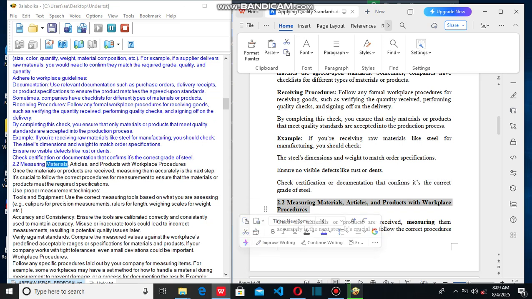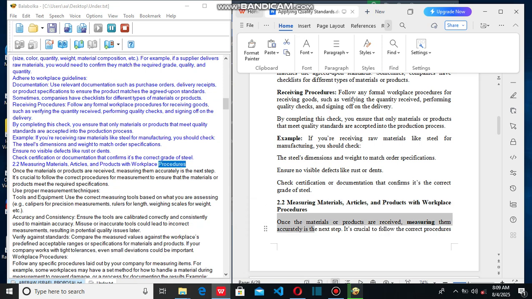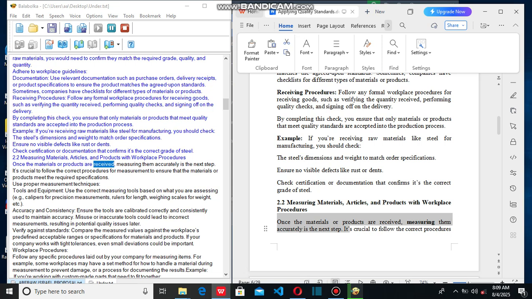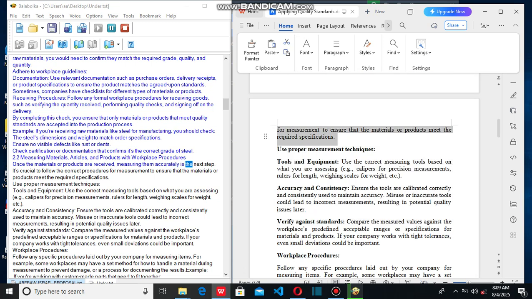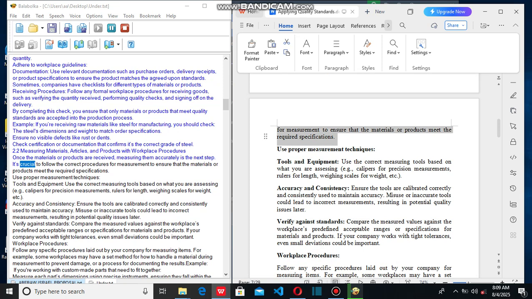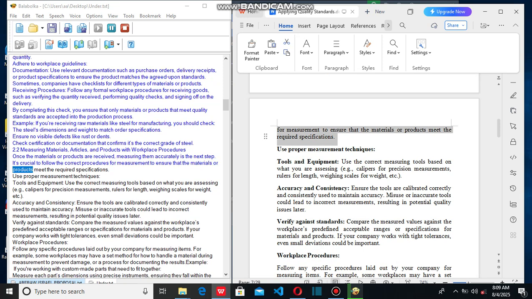2.2 Measuring materials, articles, and products with workplace procedures. Once the materials or products are received, measuring them accurately is the next step. It's crucial to follow the correct procedures for measurement to ensure that the materials or products meet the requirements.